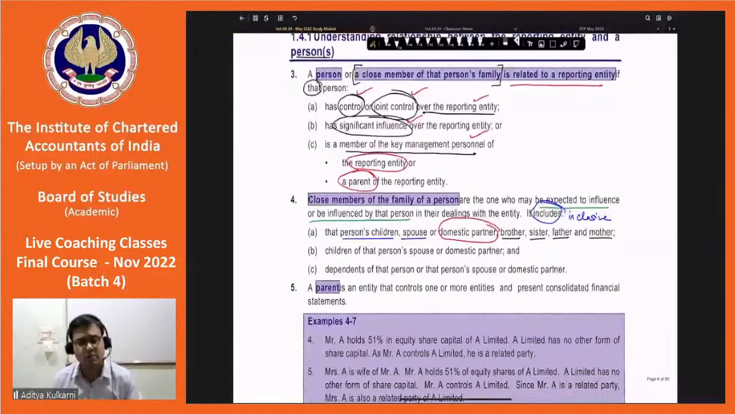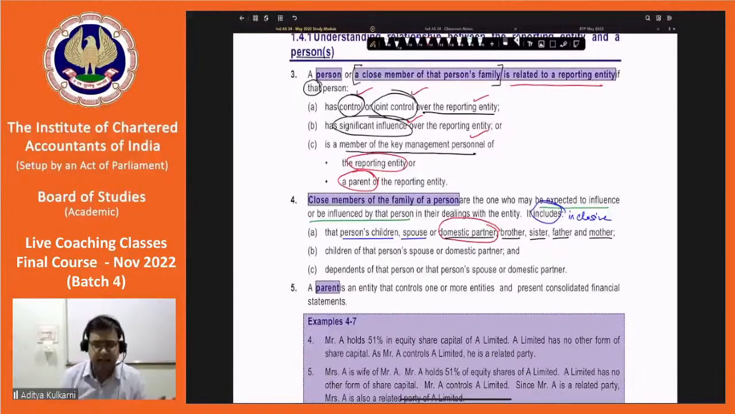So when I talk about close members, it includes spouse, children, father, mother, brother, sister, and also one thing, that is the domestic partner. We have come a long way in implementing Ind AS. These are drawn from foreign standards.